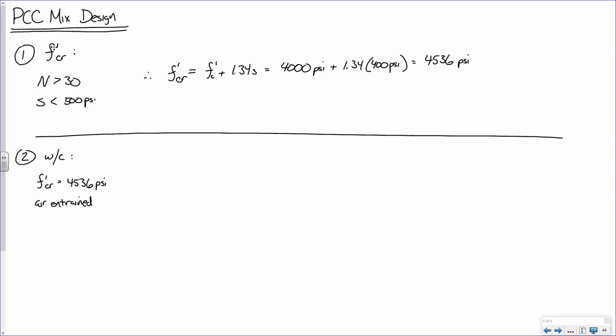We're talking about its exposure condition, right? This is a bridge deck. So I propose that this is going to be exposed to freeze-thaw. It's going to be exposed to de-icing salts.